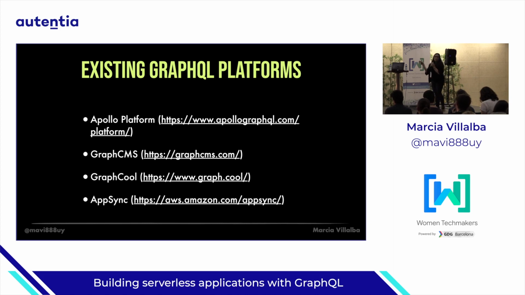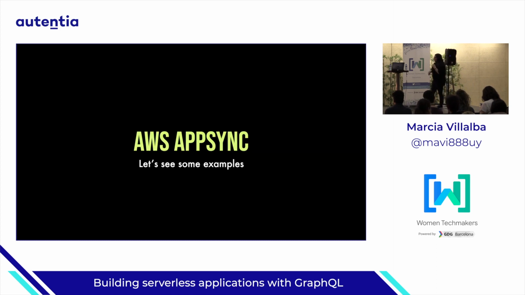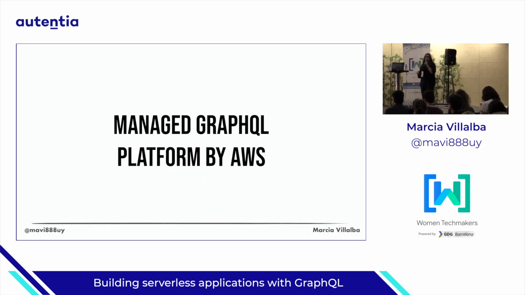There are many existing GraphQL platforms. Apollo, the most popular library, has written their platform. So you can go to the Apollo platform, sign up, write the data source, write your GraphQL schema, share it with your clients, then write your resolvers, connect to your data sources, and voila, it's working. There is GraphQL CMS, GraphQL Cool, and I'm sure if you Google for GraphQL platforms, you will find millions. I will talk about AppSync, the AWS GraphQL platform. AppSync is a managed GraphQL, a backend as a service.